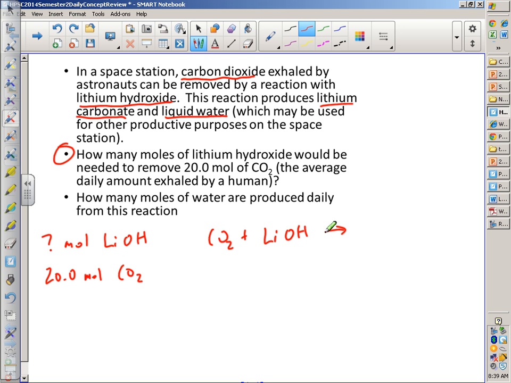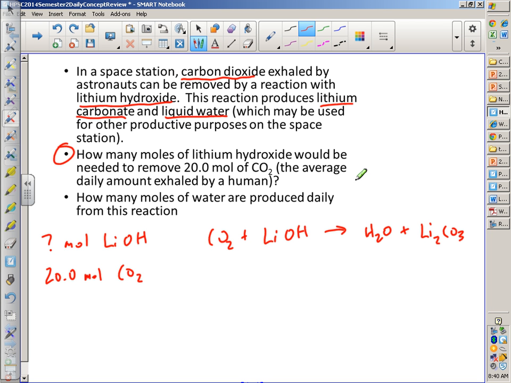And then, 2 products for this reaction. Nick, do you want to keep going? What are the 2 products of this reaction? Lithium carbonate and water, right? So you know the formula for water, right? H2O. And then, lithium carbonate. Lithium has a +1 charge. Carbonate, there's your carbonate ion, it has a -2 charge, so the formula for lithium carbonate looks like that.